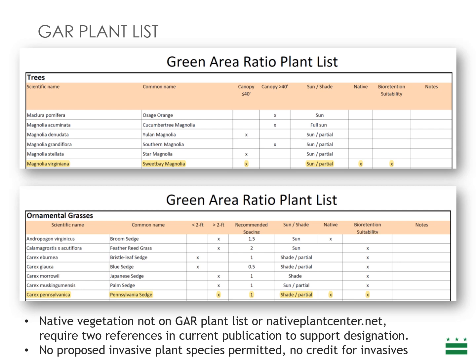So if you aren't sure which category a plant may be, there is a JR plant list that lists out some of the most popular plants proposed and what kind of plant they are. If you have a native species that is not on the JR plant list or nativeplantcenter.net, it is required to show two references in current publication to support that designation. Also, no proposed invasive plant species are allowed, and there is no credit for invasives.